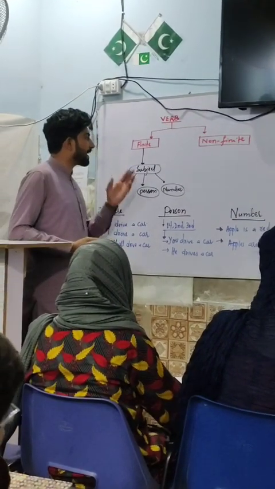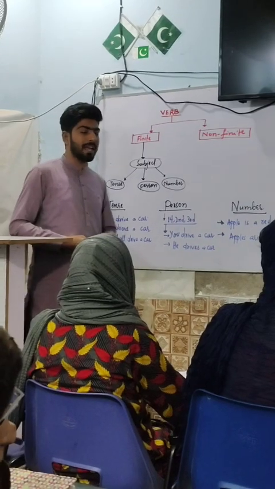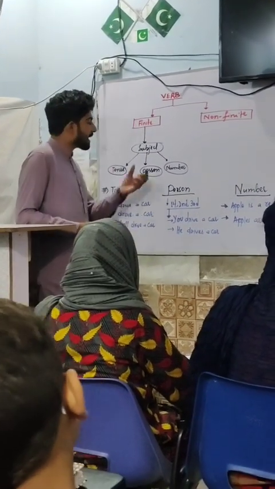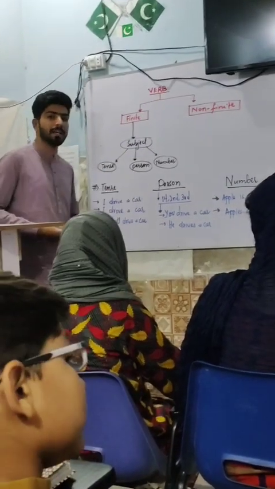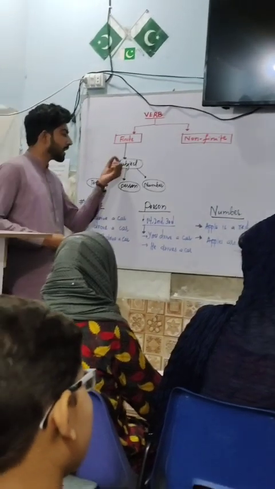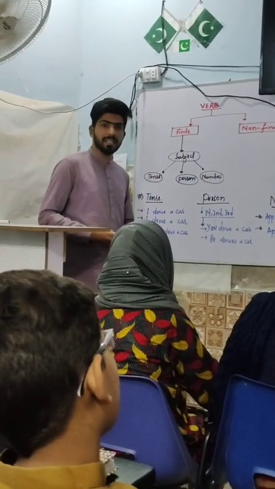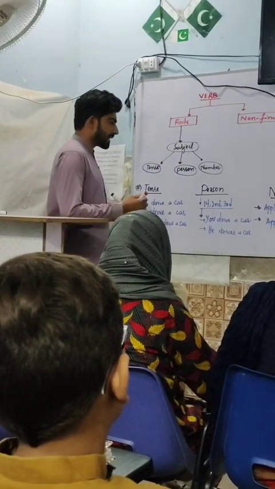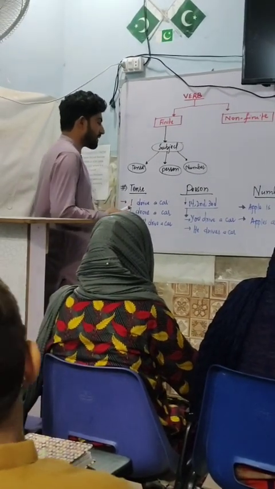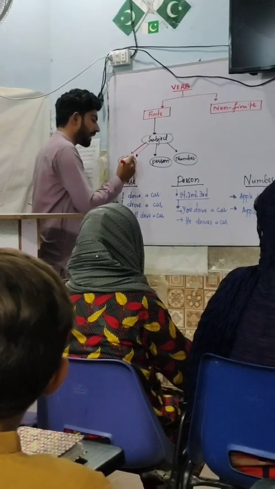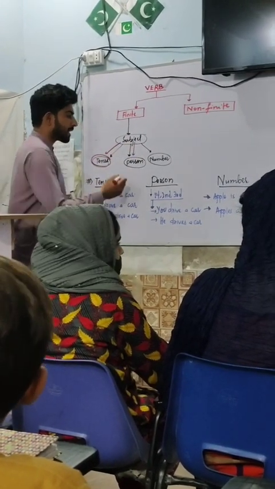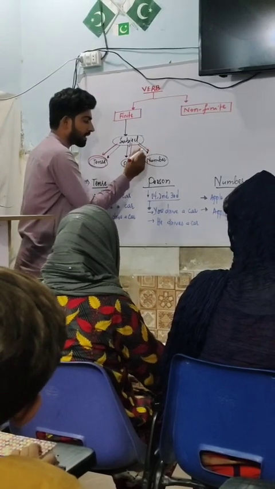Basically, the word finite means it has some definite elements. These are the three definite elements of the word finite. It relates with the subject. But how does it work with the subject? In three ways. The first way is to relate by the tense. The second way is to relate by the person. The third way is to relate by the number.